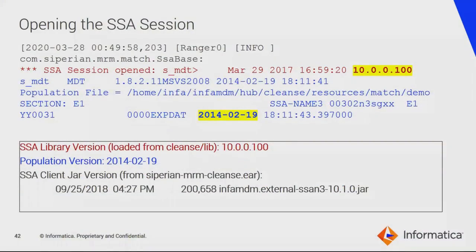Okay, understanding the cleanse log. One thing that can be challenging to figure out is what version of the name3 library I'm actually using and what version population I'm using. For that, we have an info level log at the beginning of my match job. So this is Ranger, right? I will open up a session and SSA comes back with a response message that's broken up into two parts. The first part is the version of the SSA library, and the second portion in blue is the version of the population. Under the covers, we go through an interface jar, which is embedded in our ear files. And so that can only be known by opening up our ear files and looking for the SSAN jar. So if support is asking you for versions, this is the way to do it.